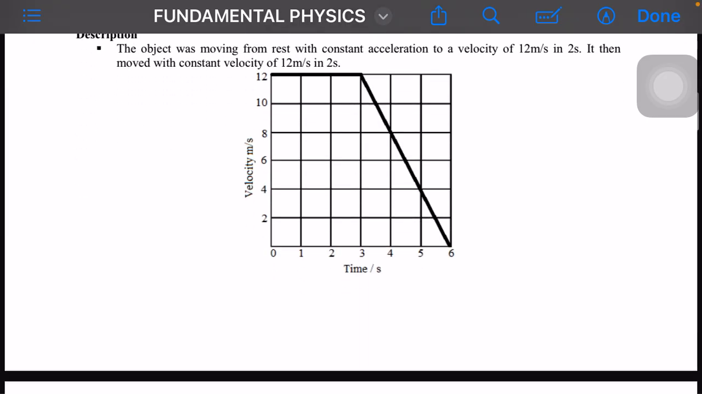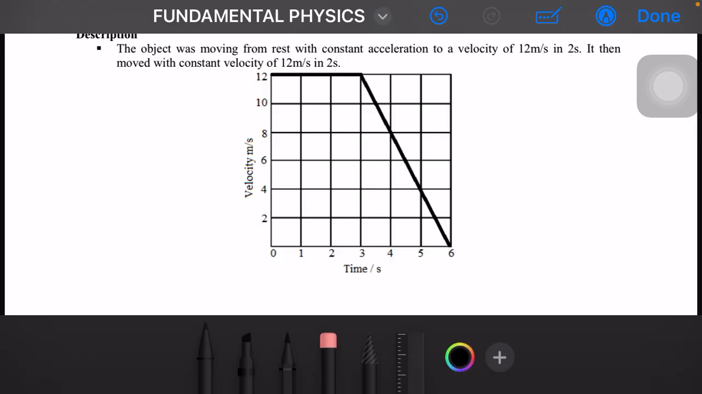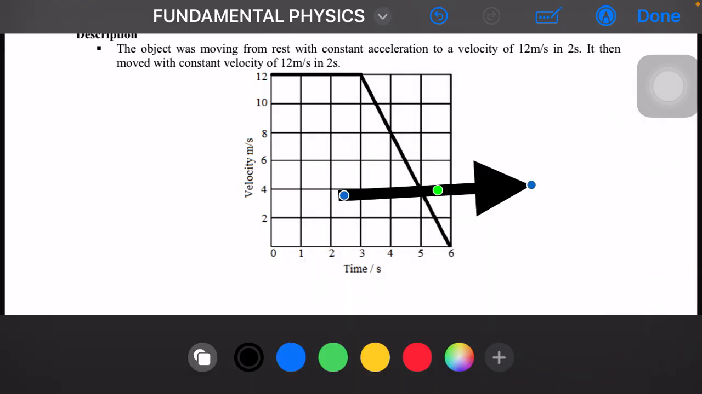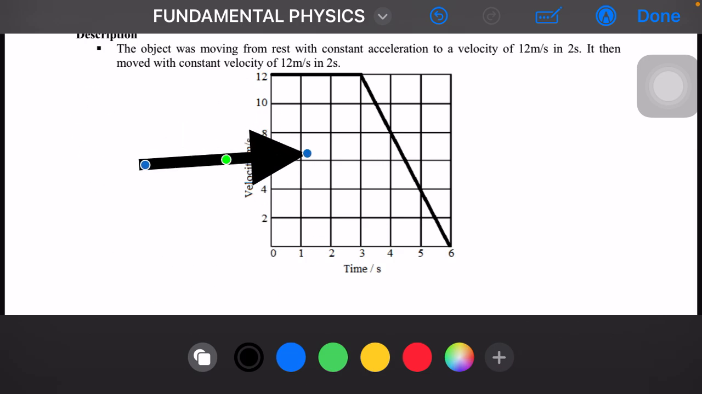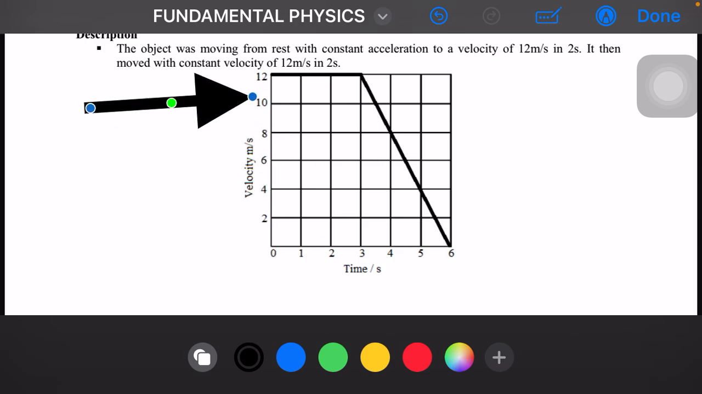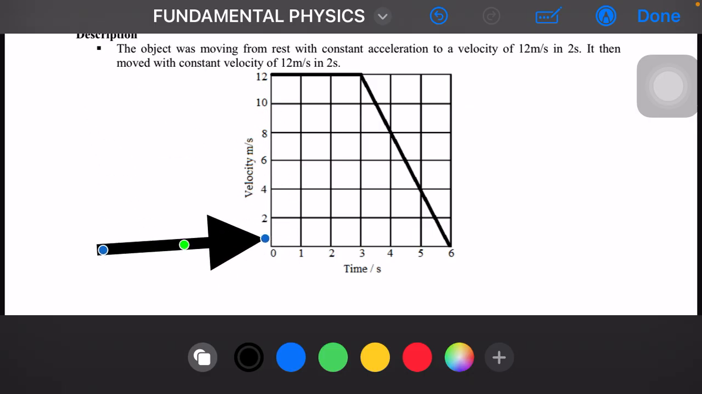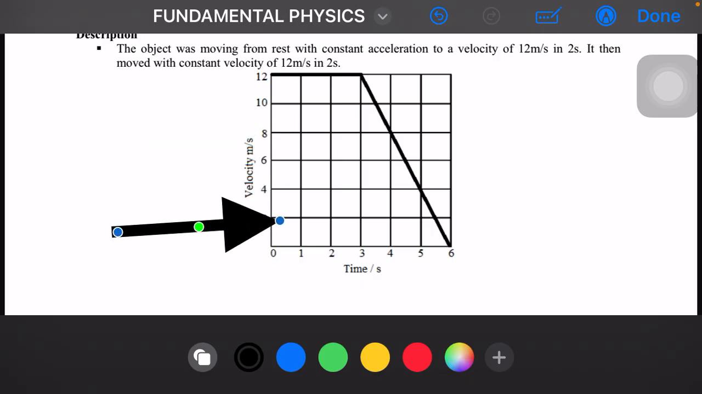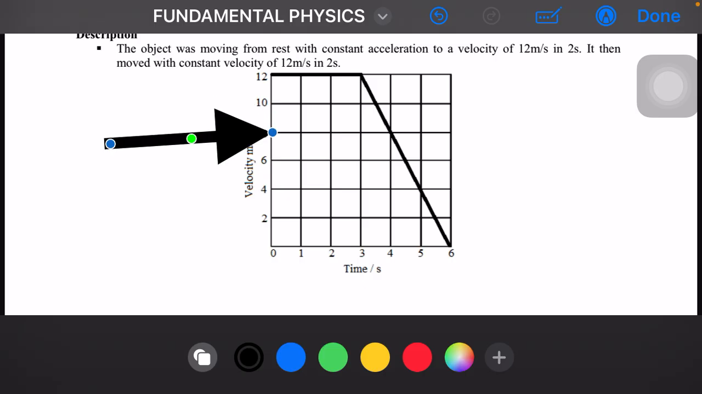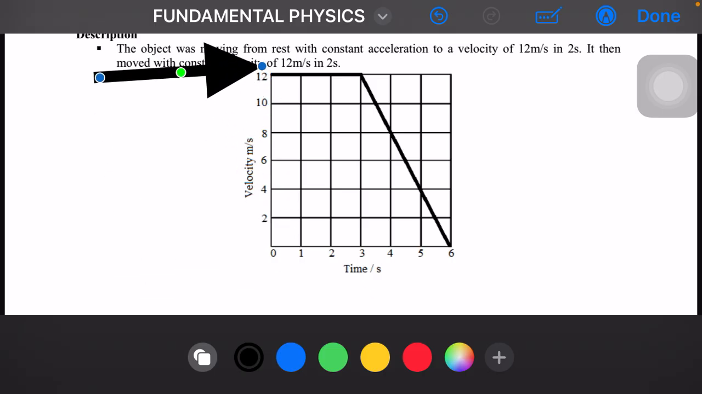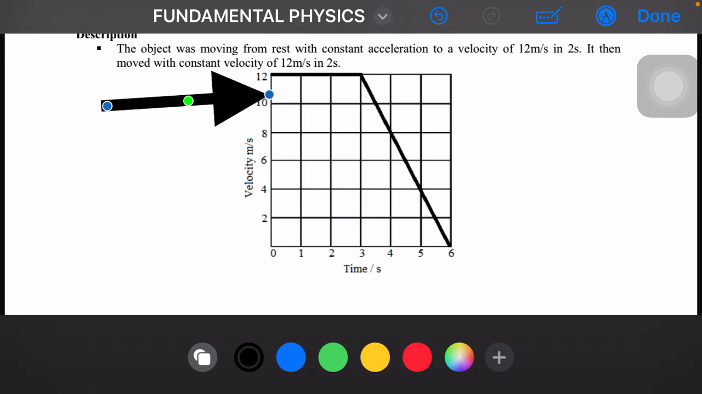So let's look at this other graph here. Here, we're not interested in how the object started moving. We're interested in when the object reached 12 meters per second. That's why here you have no line coming from 0. Instead, it's coming from 12 here. So we're just interested in when the object was moving with a velocity of 12 meters per second.